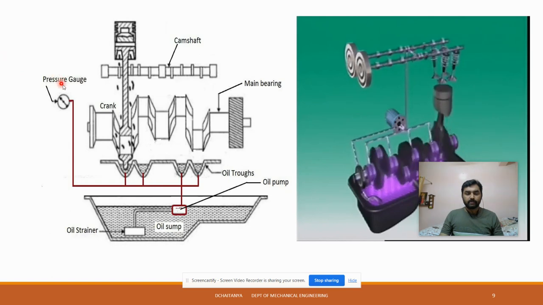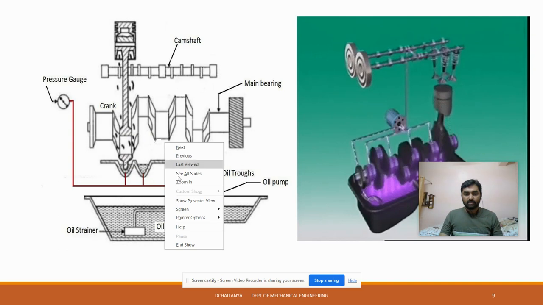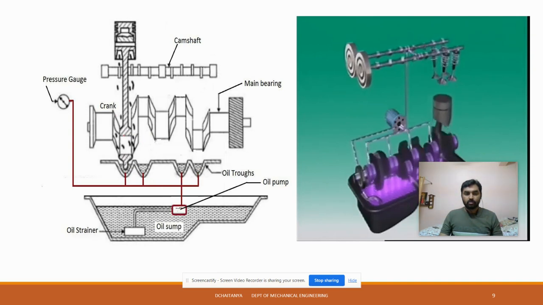So you can see the important parts. This is an IC engine, single cylinder. This is the camshaft, to open and close the valves, as you already know. And the black dots represent the splashing of the particular oil towards all the parts.